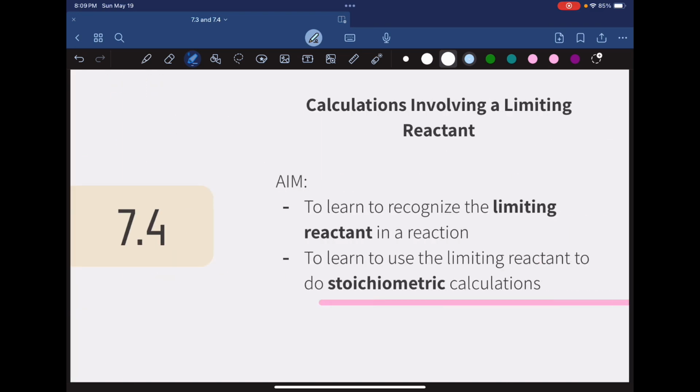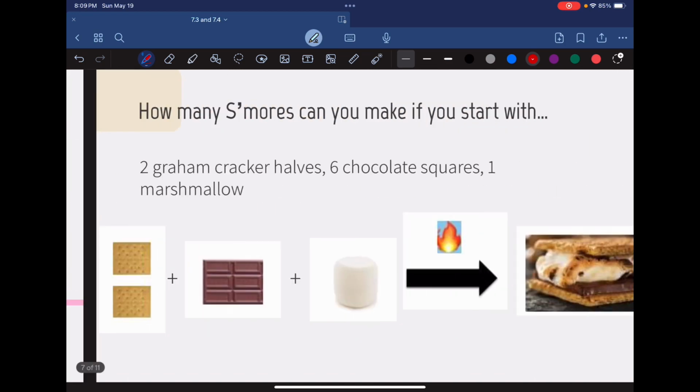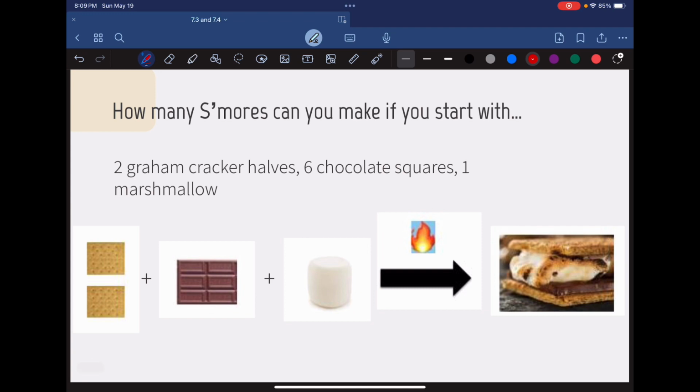Now we get into 7.4, and this is calculations involving a limiting reactant. And the aim, 1, is to learn to recognize the limiting reactant in a reaction, and 2, to learn to use the limiting reactant to do stoichiometric calculations. Let's talk about s'mores first.